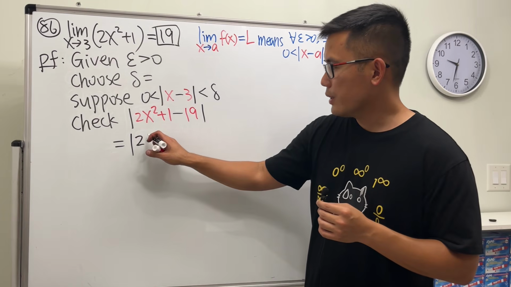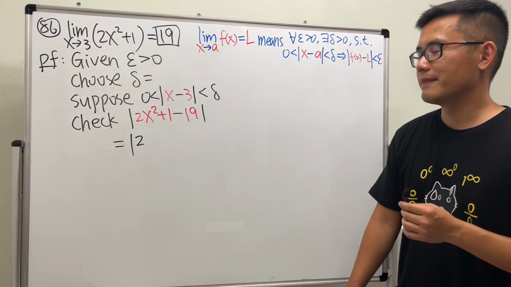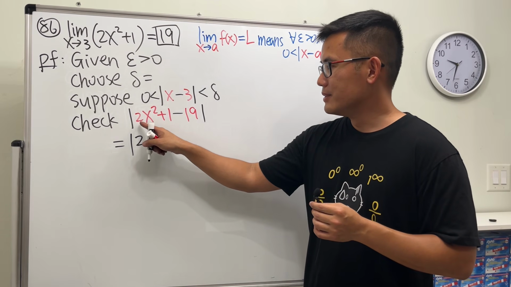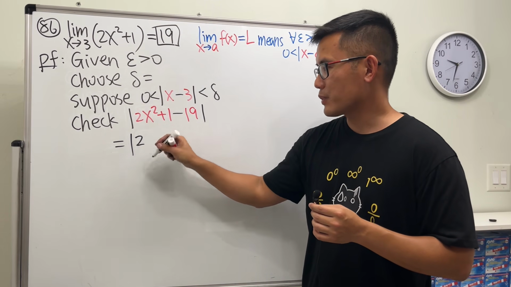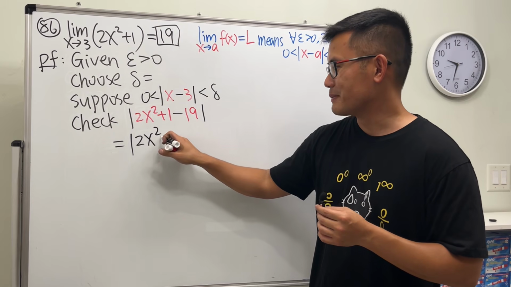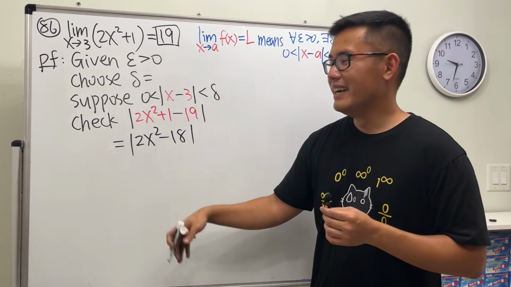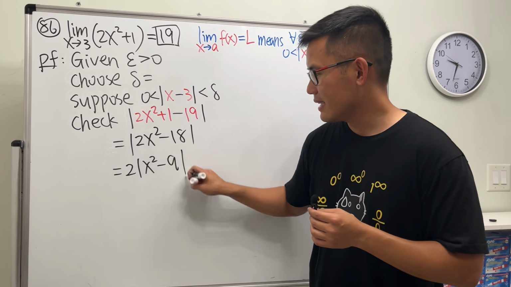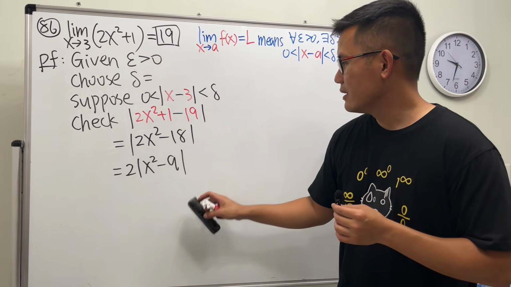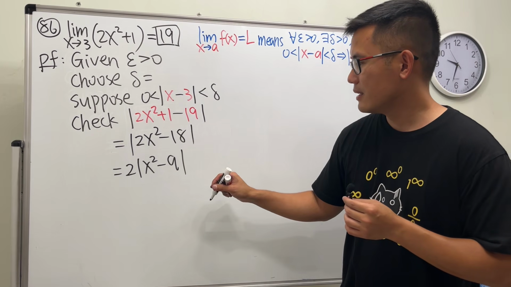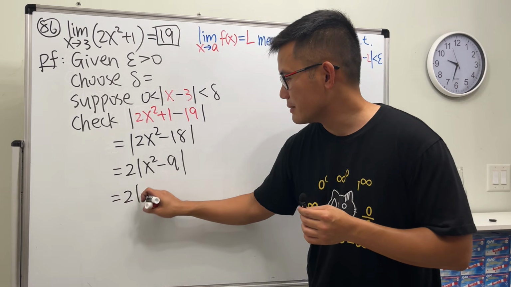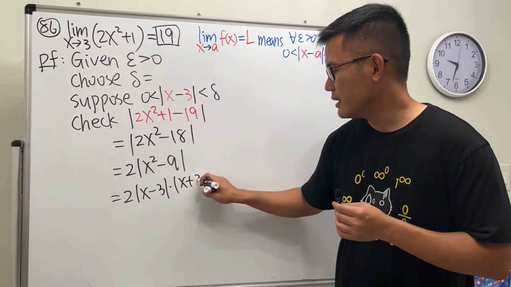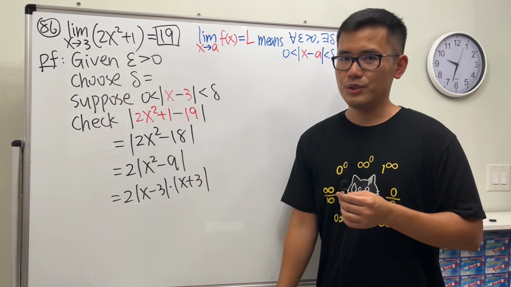Alright, 2x squared. I'll show you guys all the steps. Minus 18. And then we factor out 2. And then we get x squared minus 9. And then this is 2 times x minus 3 times x plus 3. Okay? So, show all the steps.